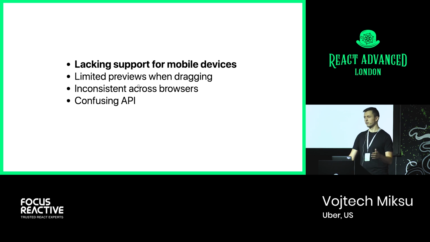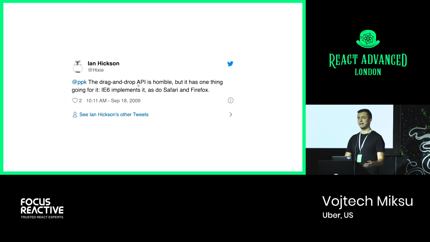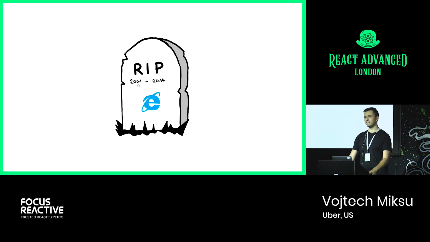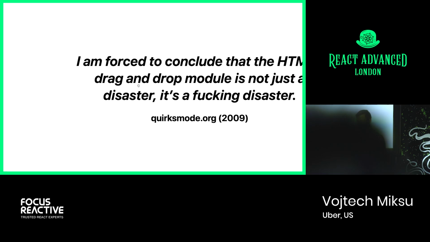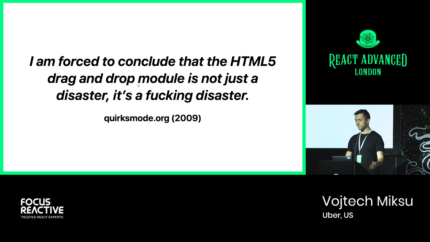So now you might wonder, how come this API is so bad? It was introduced pretty recently, and the answer might surprise you. It's based on IE6. So whatever IE6 implemented at the time was used as a base for this API. Yeah, so IE6, it's long dead, but it still keeps our lives miserable. If you want to look into more details, Quirks Mode has some great opinions too.